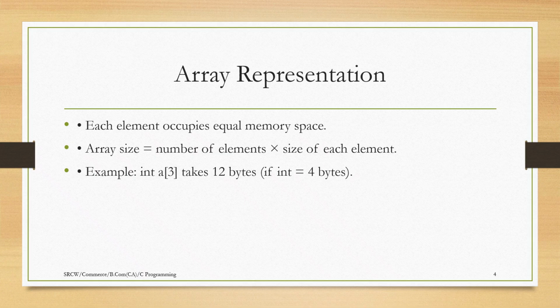Every element in an array occupies equal memory space. For example, if we declare int a[3] and each integer is 4 bytes, the total memory occupied will be 12 bytes. The total size of an array is calculated as the number of elements multiplied by the size of each element.